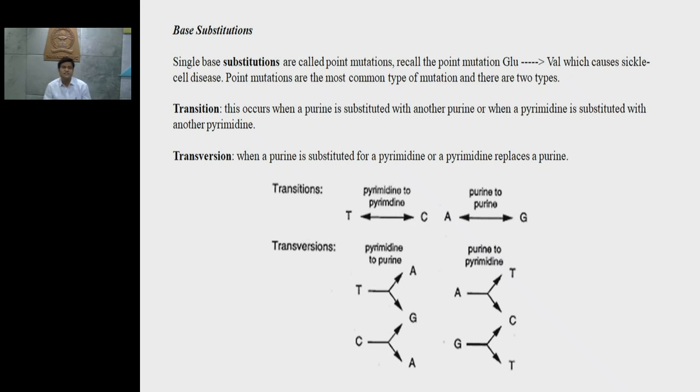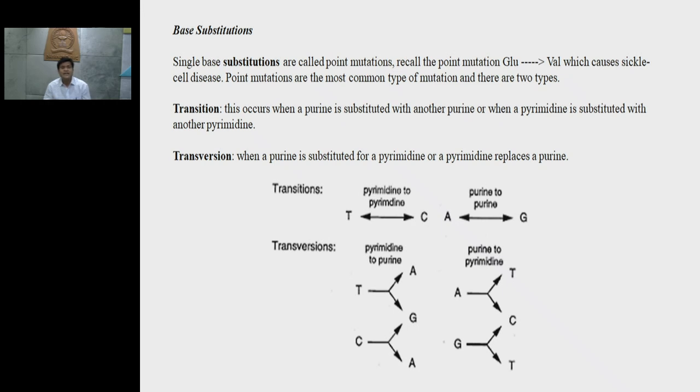Point mutations are the most common type of mutation. In base substitution, a particular base is substituted by another base of another nucleotide. There are two different types: transition and transversion. Transition occurs when a purine is substituted with another purine, or a pyrimidine is substituted with another pyrimidine. For example, adenine is replaced by guanine, and cytosine is replaced by thymine.